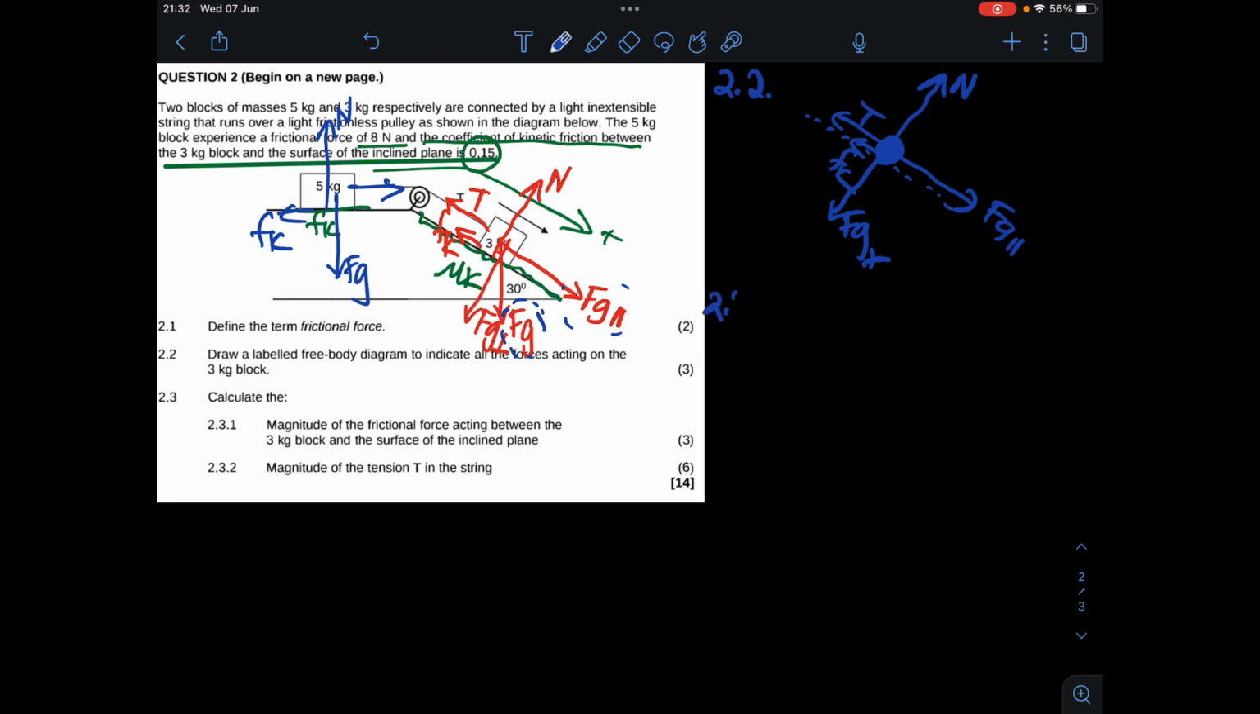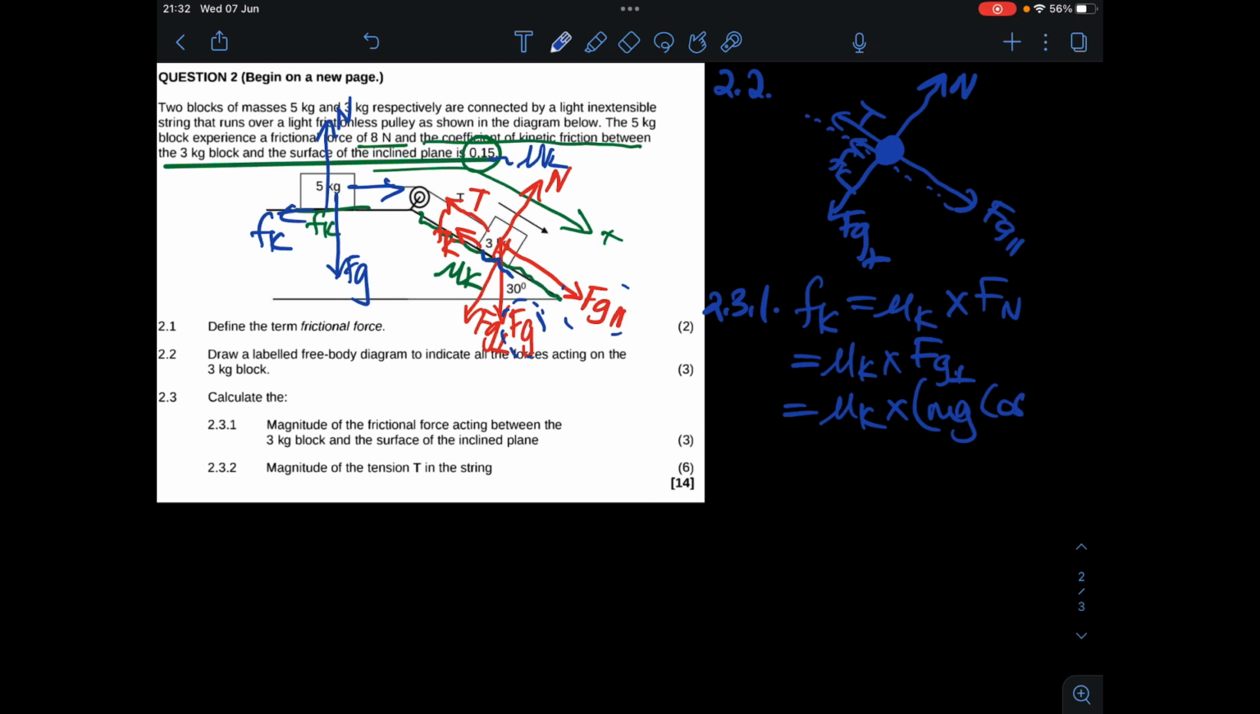Okay, 2.3.1. It says calculate the magnitude of the frictional force acting between the 3 kg and the surface. The 3 kg is the one on the inclined surface, guys, remember. So they want the frictional force. Remember, guys, we were given the mu k of the 3 kg, and we can find the normal force, which I told you is equivalent to Fg perpendicular. So we can use this formula that says Fk is equal to mu k times normal force. But what you need to remember, guys, is that the normal force is equivalent to Fg perpendicular, and Fg perpendicular is mg cos theta. You need to remember that, guys.